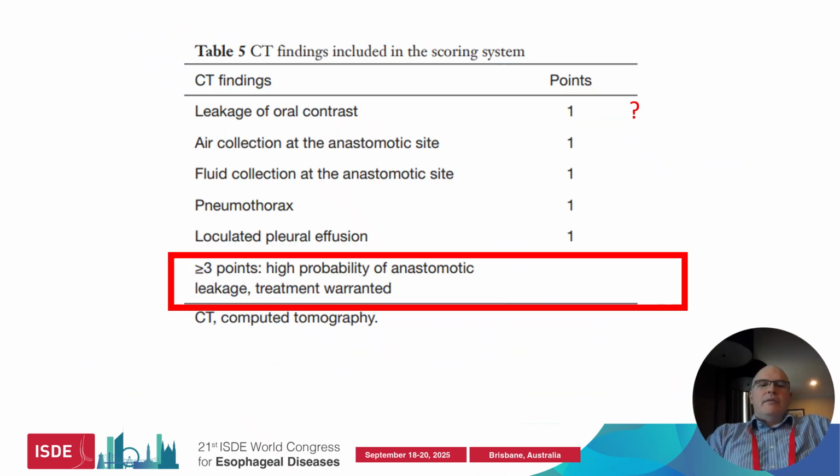In addition, they came up with a score, so 3 or more points in this scale showed an extremely high probability of anastomotic leakage, which was curious because one of the points was leakage of oral contrast, and you'd have thought that would diagnose a leak 100% of the time.